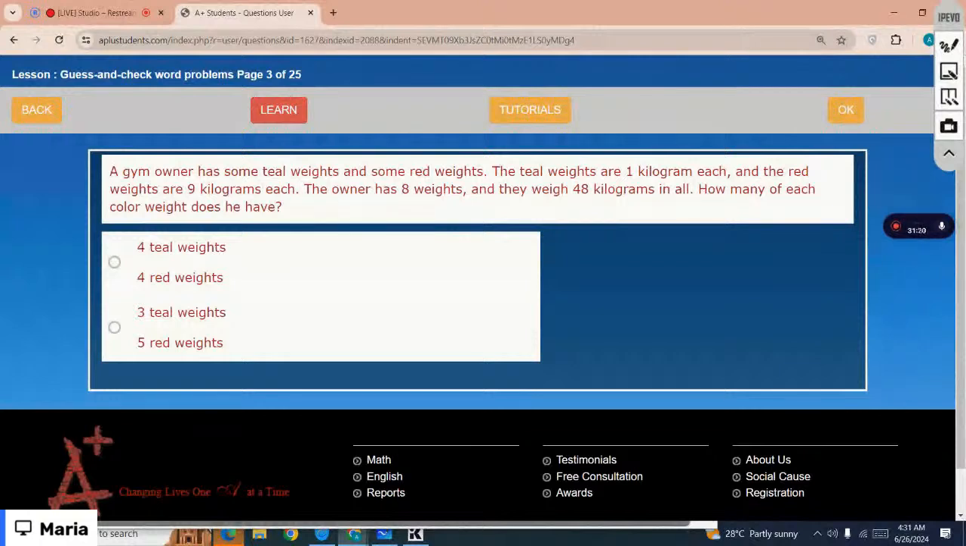Which is the correct option? That is three teal weights and five red weights. Option number two is the correct option. Got it?